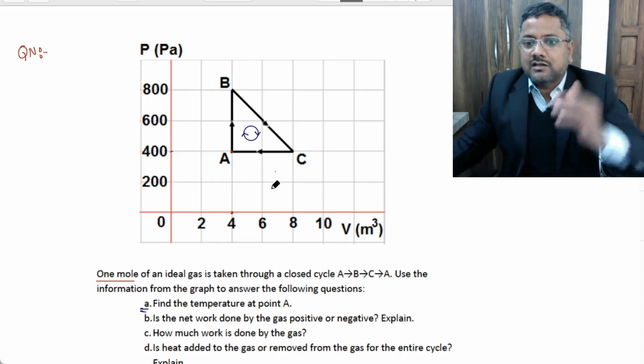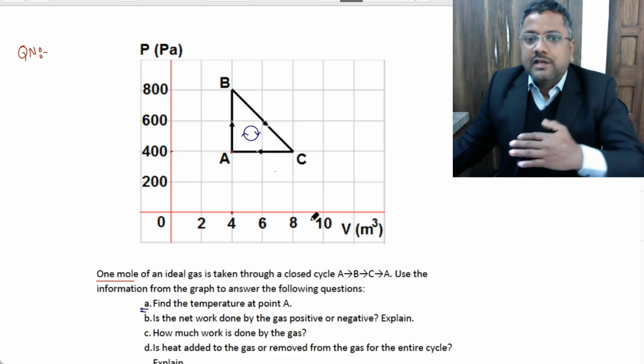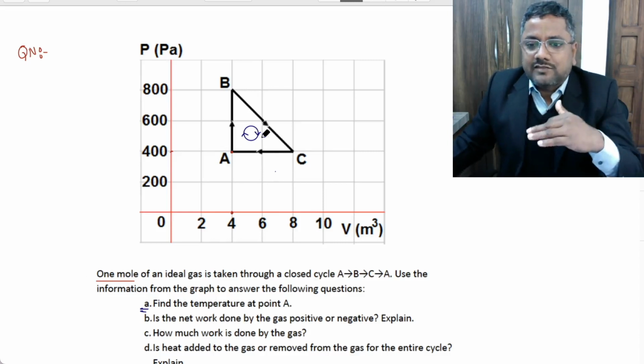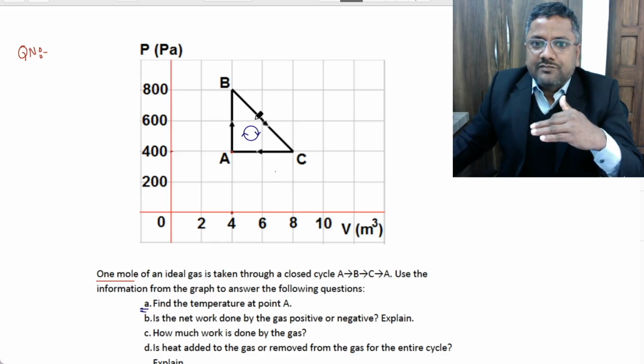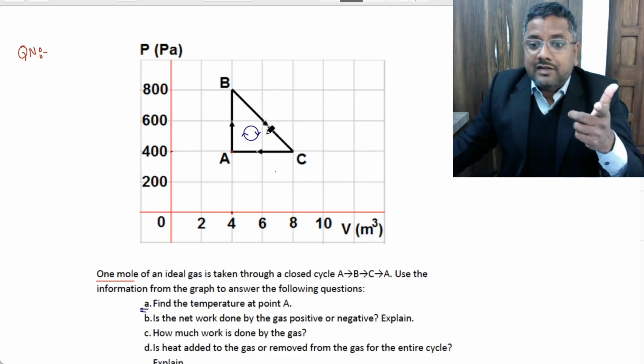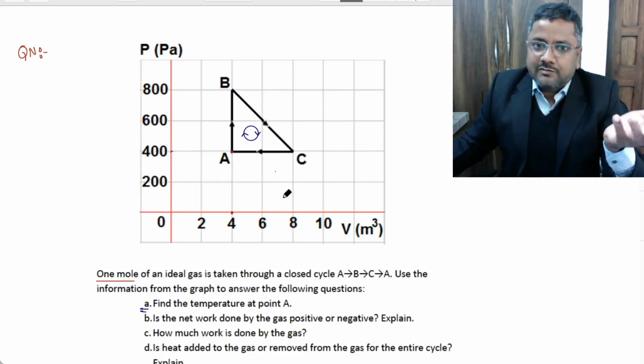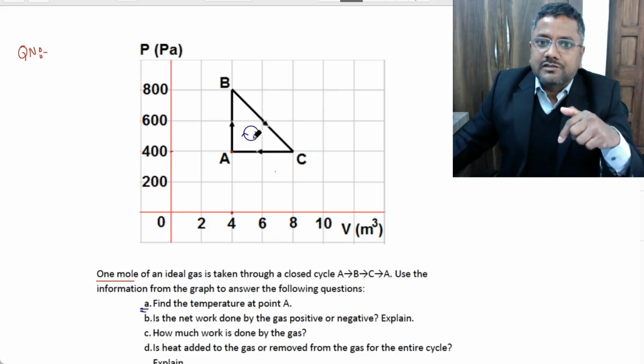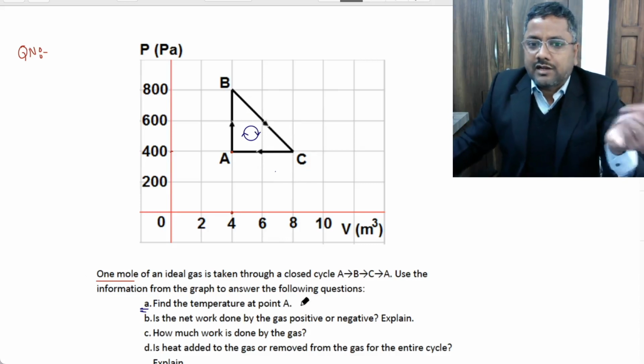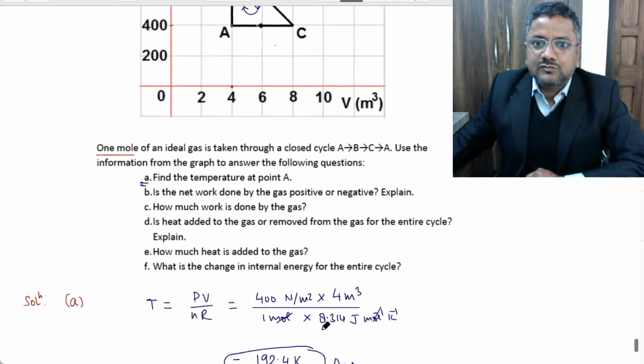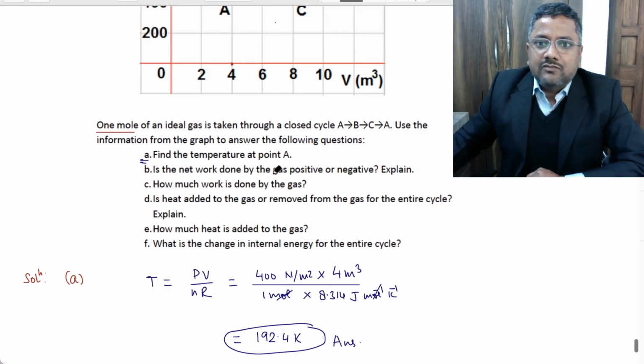So area under the curve in the expansion is more, so definitely when you subtract this positive value from this negative, more negative value is there, so definitely the work is negative. Or you can use this concept that clockwise, so work is negative. Okay, so the net work done by the gas, positive or negative, explain, this is negative.